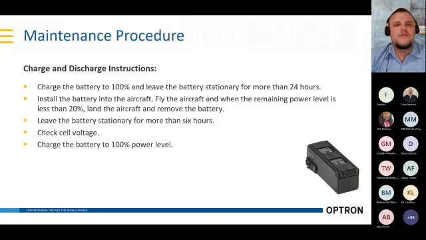Then to charge and discharge the batteries, it's quite simple. It just takes a little bit of time. You can charge the battery to 100% and leave the battery stationary for more than 24 hours. Install the battery into the aircraft, fly the aircraft, and then once the battery level gets to less than 20%, you can remove the battery from the aircraft and leave it stationary for more than 6 hours. Then you can check the cell voltage and you can charge the battery again.